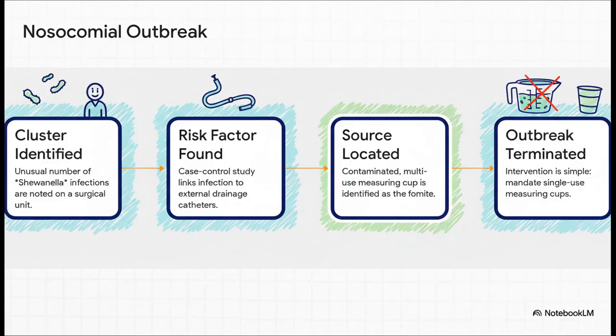This outbreak investigation is a perfect example, like something right out of an epidemiology textbook. They notice a cluster of infections on one unit. They do the detective work and find a link. All the patients had external drains. So they start sampling, and they find the culprit: a contaminated multi-use measuring cup that was being passed between patients to measure their drain output. The fix was just as simple. Switch to single-use cups and the outbreak was over. It's a powerful reminder of that basic infection control rule: one patient, one piece of equipment.